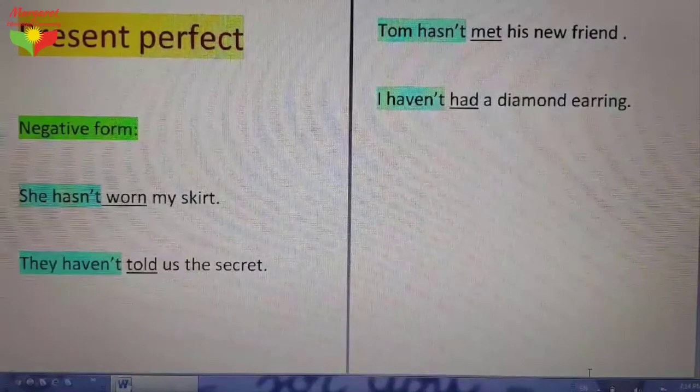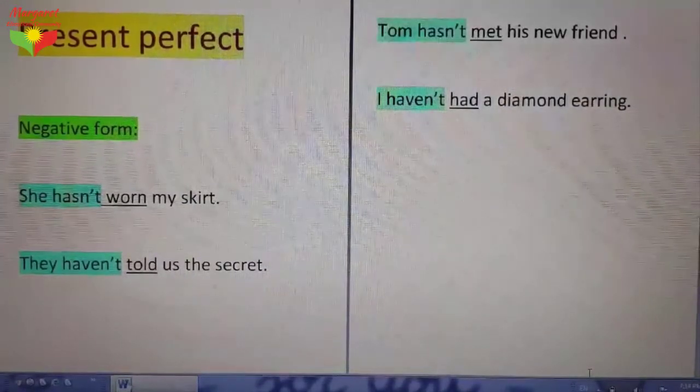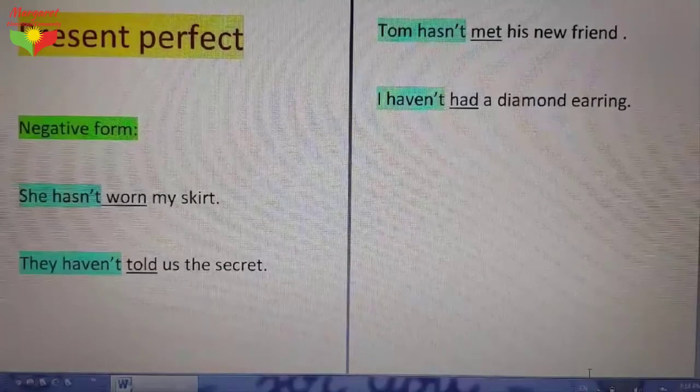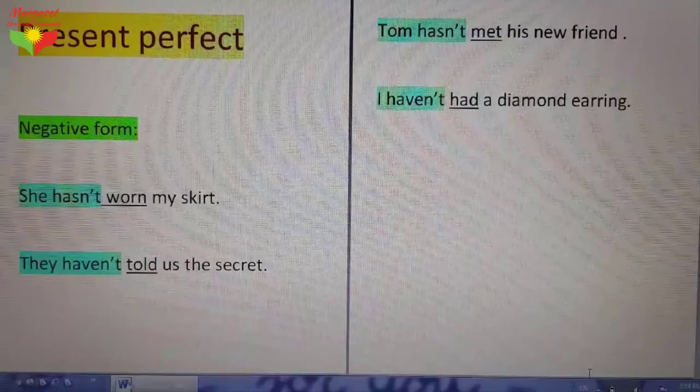The next one. Tom hasn't met his new friend. So Tom, I wrote a name. Tom, the boy's name. So Tom hasn't met his new friend.